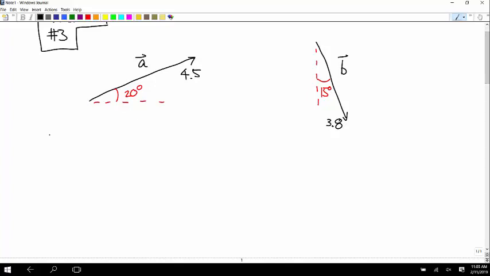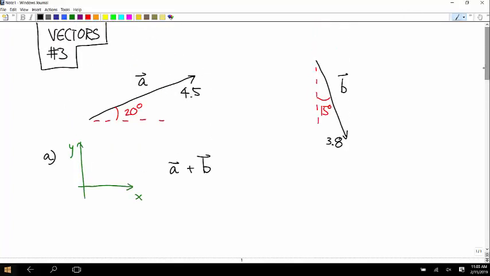First, in the first part, I'll call it A. In this coordinate system, the one that we're used to, calculate A plus B. And so the first thing you have to do is come up with the components of each of these two vectors. So to do that, put the tail of each vector at the origin. So there's that one with a length of 4.5. And here's this one with a length of 3.8.